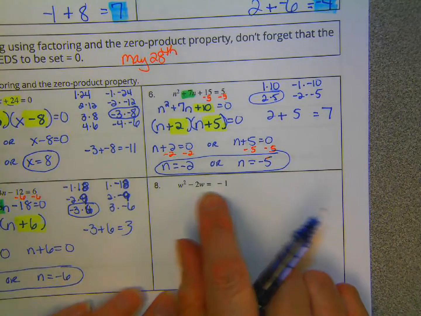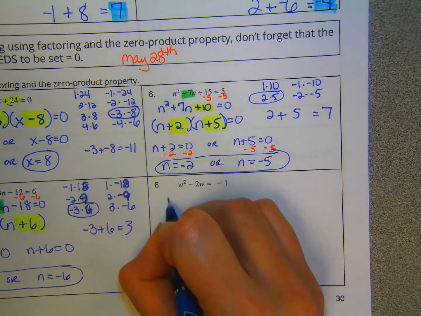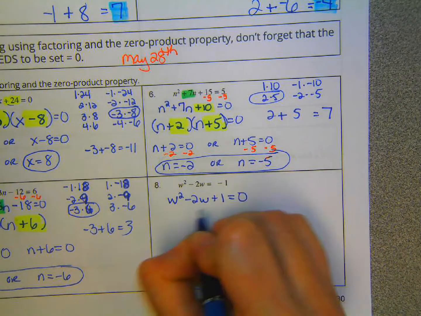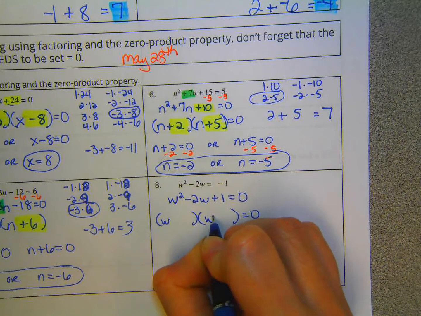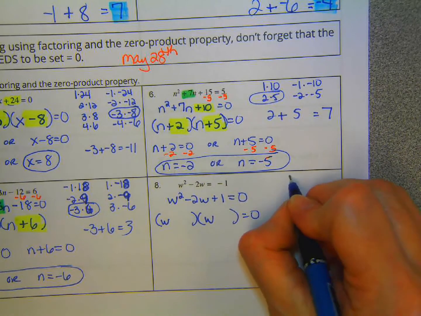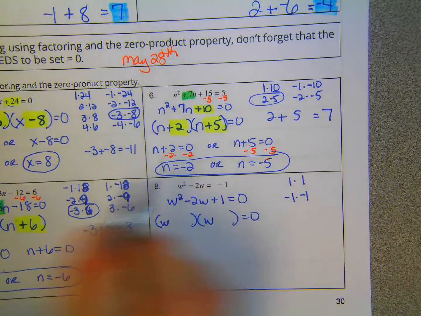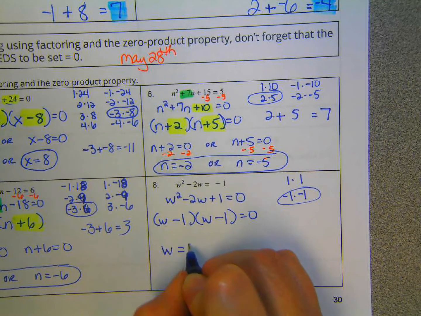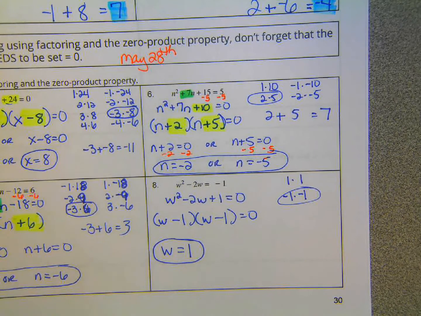Last but not least, we need to have a 0 on one side. So we're going to add 1. And then we need to factor. What can we multiply to get 1? 1 times 1 gives us 1, or negative 1 times negative 1. We need them to add together to give us negative 2. That would be this. Minus 1, minus 1. So what do we get? W has to equal 1. There's only one solution in this case.